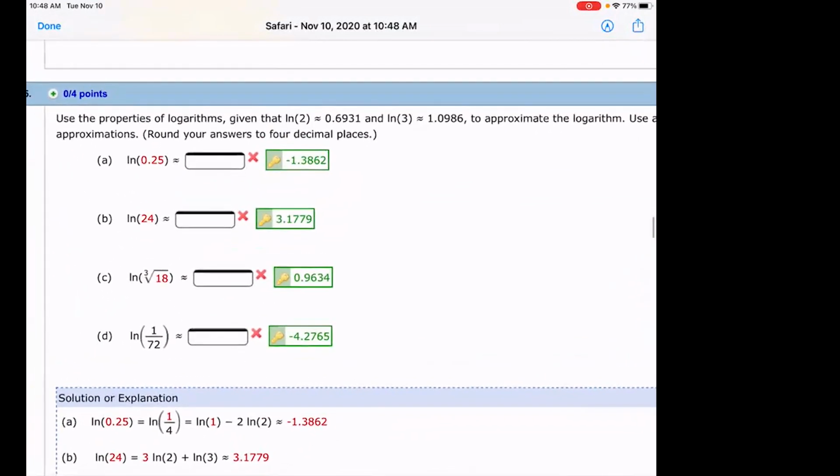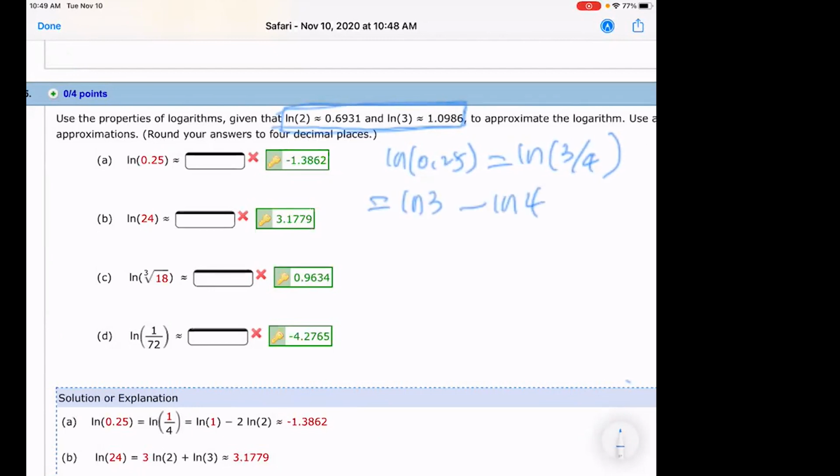Okay, this is the one that I did in class, but I will do it again. Were you there, Davian, when I did this problem? Okay, so they gave you this. I have to use these numbers only, not the number from your calculator, but the number from this. So natural log 0.75 is the same as natural log of 3 over 4. And then you rewrite it as natural log of 3 minus natural log of 4.